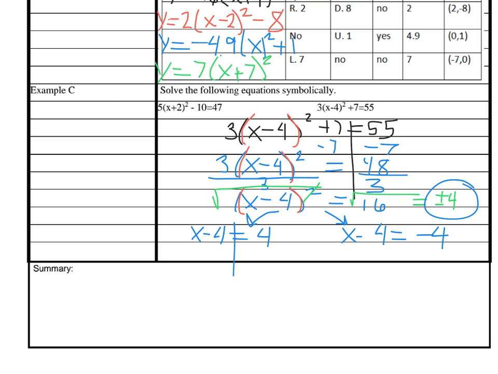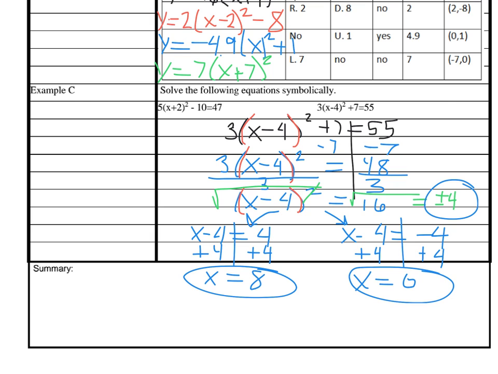And then we finish solving. I add 4 to both sides, and x equals 8. And over here, I add 4 to both sides, and x equals 0. So when we're solving quadratic functions, we have to remember that it's very likely that we get two different answers. And this concludes lesson 9.1c.